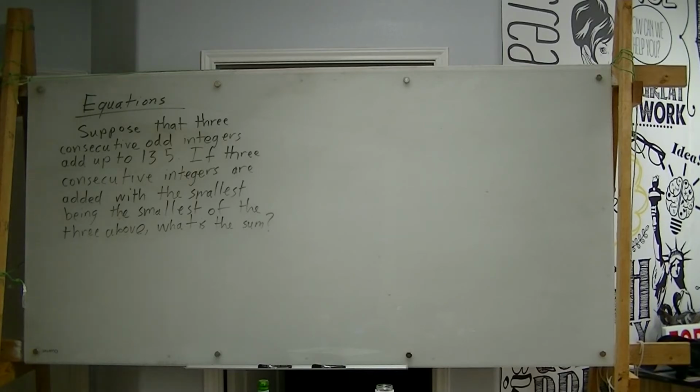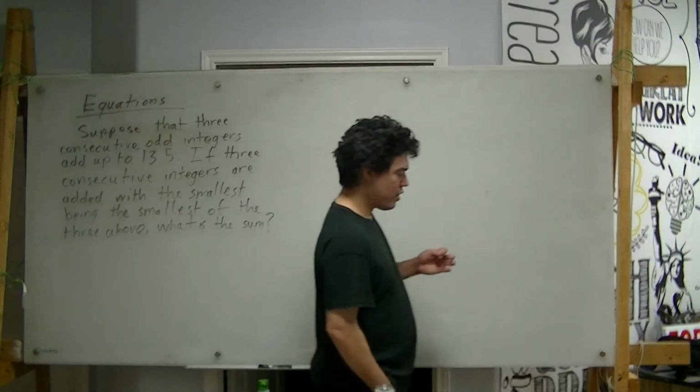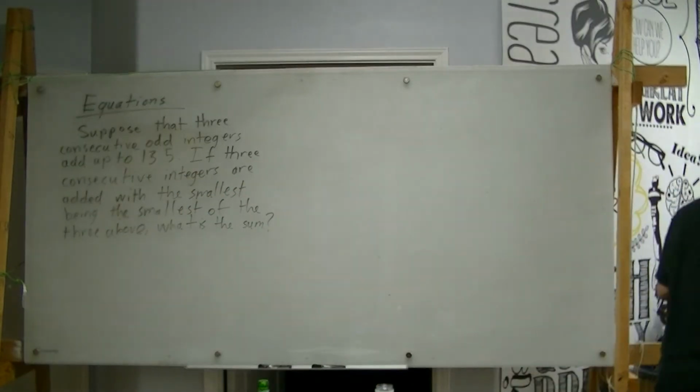So now we're going to do another equation problem. In this case, we're going to suppose that three consecutive odd integers add up to 135. Now we're also going to say that if three consecutive integers are added, with the smallest being the smallest of the three above, what is the sum? So I want you to read that carefully and think about it for a moment. Think about what I'm really asking for.